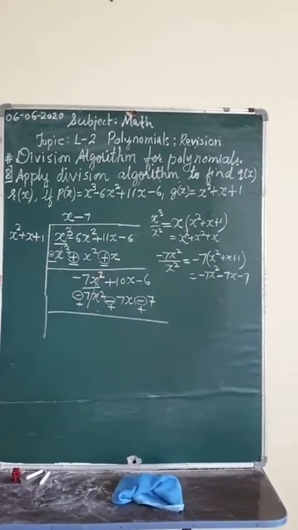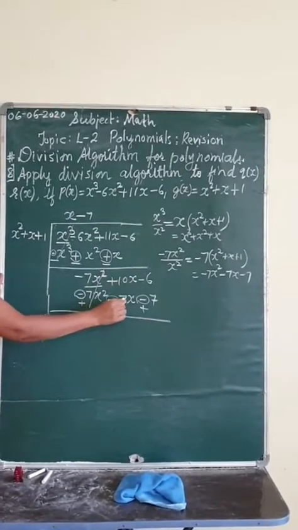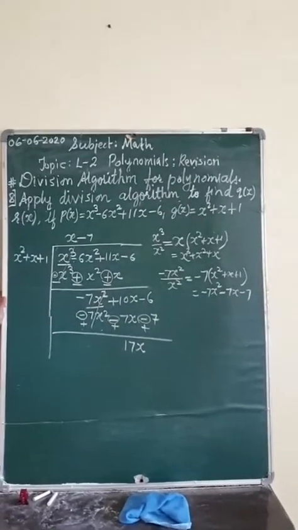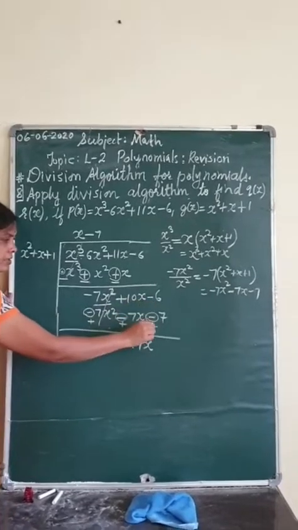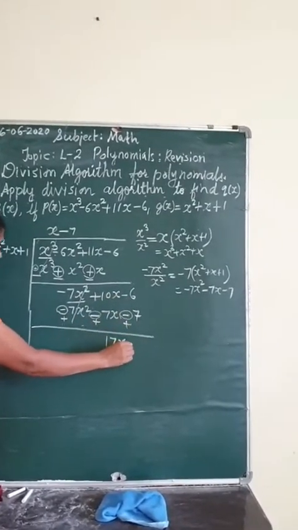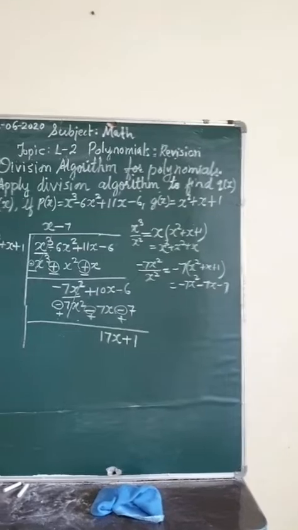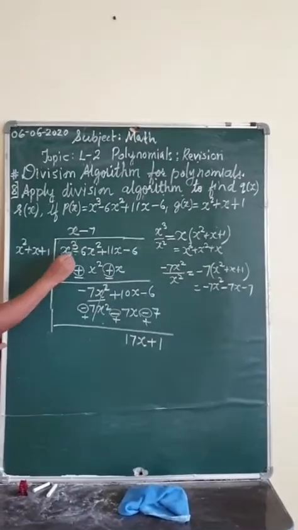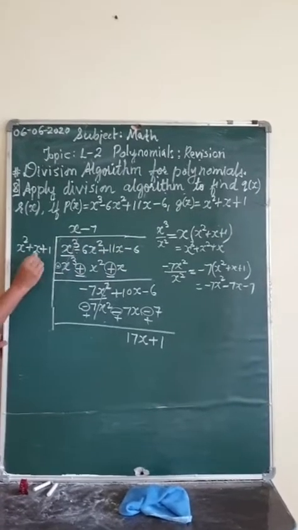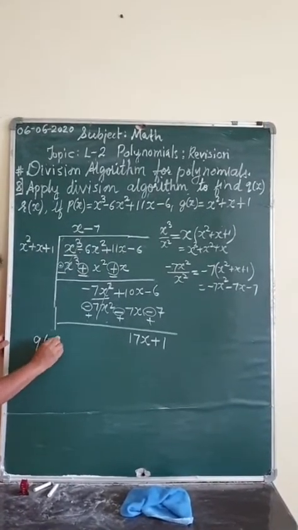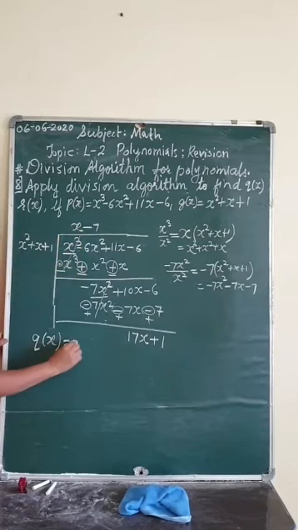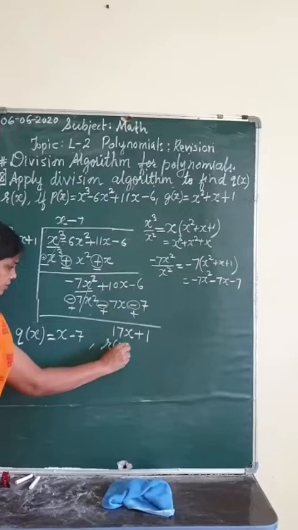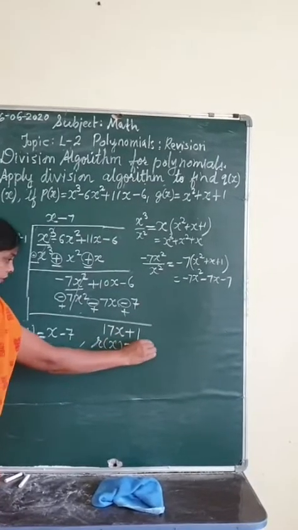This gets cancelled. Plus 10x plus 7x, 17x, minus 6 plus 7 plus 1. So now what we have here, when p(x) is this and g(x) is this, q(x) is the quotient, we get x minus 7, and r(x) is nothing but the remainder we get.